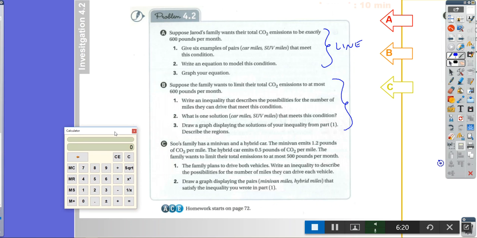And then for your bonus question, we have a different family that drives a minivan. I could never do that. I mean, I could, but I don't want a minivan. But then they also have a hybrid car, which is kind of cool. And so you're doing the same thing, and they're trying to limit their CO2 to 500 pounds per month. And remember, gas has mass, so that's why we have this weight. So that's what you're doing. Go for it, give it a shot, and check back on the summary video to see how you did.